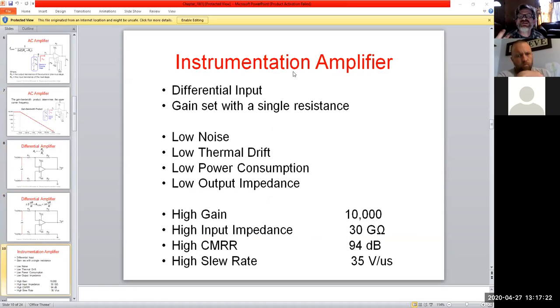It's the instrumentation amplifier. And this one is actually quite popular. And the reason being, it's very easy, low components. If you see, these are all our bullet points. We have low noise, low thermal drift, low power consumption, low output impedance. And then we get a really high gain of 10,000, a very high input impedance of 30, yep, that's giga ohms. That's humongous.